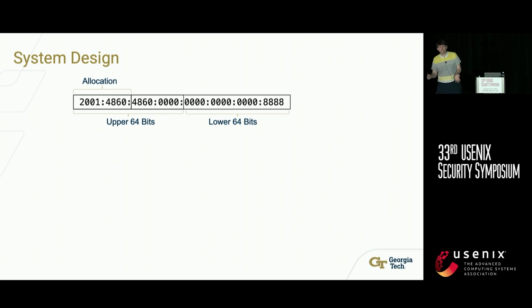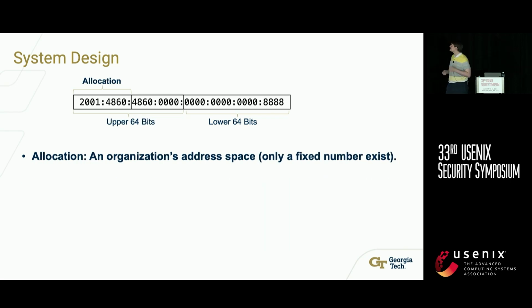But the question is, how do we actually do this generation? IPv6 is big. How do we hone in on the regions that we want to look at? Well, it turns out IPv6 does have some structure to it. Typically, IPv6 addresses are split into 3 parts. The first quarter to a half of the address is the allocation. There's a fixed number of these, and they typically represent an organization's address space. So we know what those are. We can get them from Whois records and from public data sources.